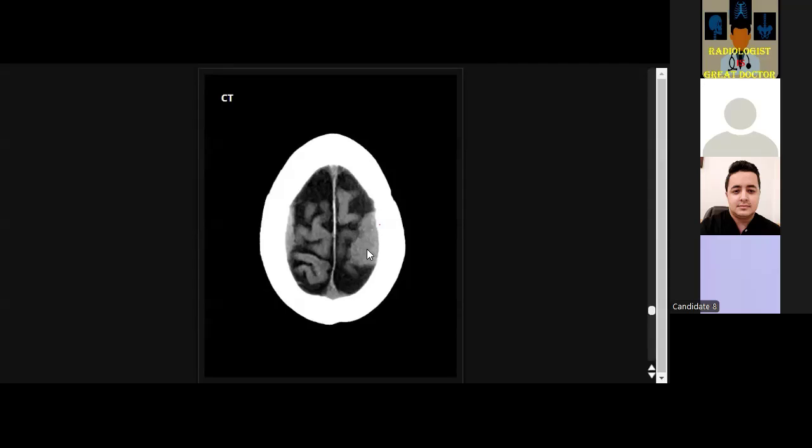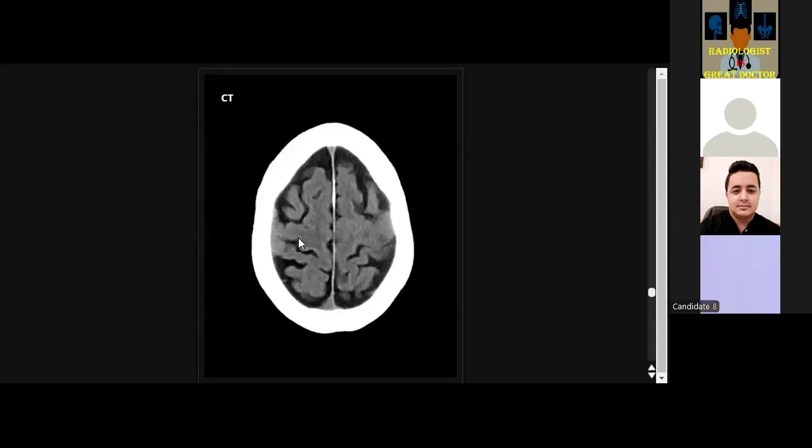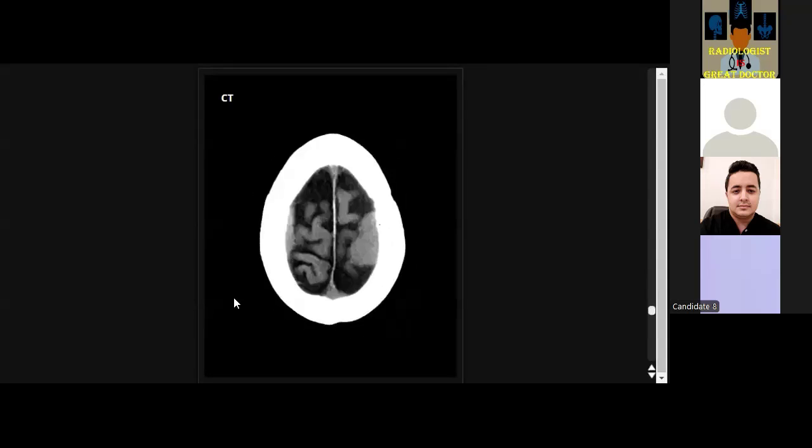Sir, you mentioned it's a solitary lesion. Yes. There is another smaller lesion on the right side as well. This also shows similar signal characteristics and broad-based dural attachment. So there are multiple meningiomas in this patient, and this patient could most likely be associated with neurofibromatosis type 2.